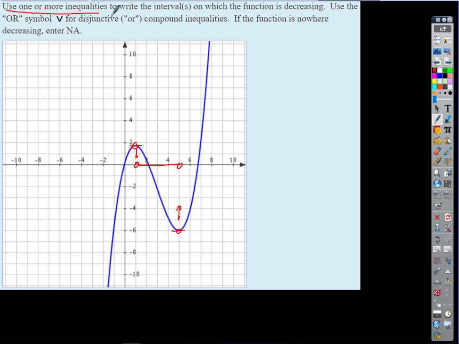So it says use one or more inequalities. So our answer is going to look like less thans and greater thans, right? We're going to use inequality symbols to write the intervals on which the function is decreasing. Well, that's an interval, isn't it? We want to write the parts of the domain, the groups of x values that correspond to where the function is decreasing. Well, it's decreasing from there to there, so that's the interval in question.